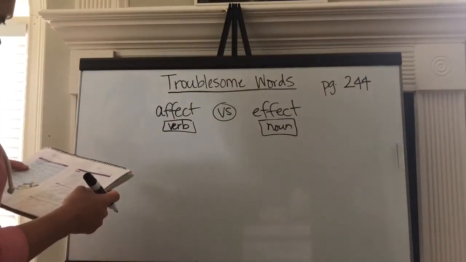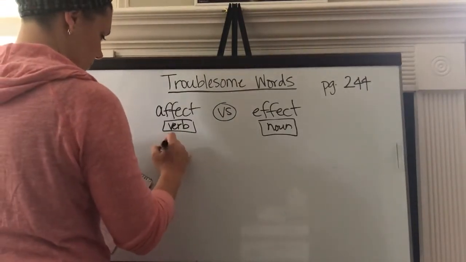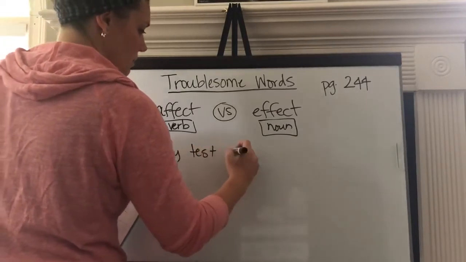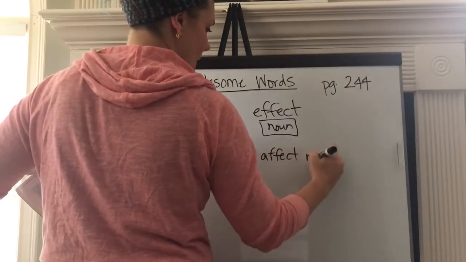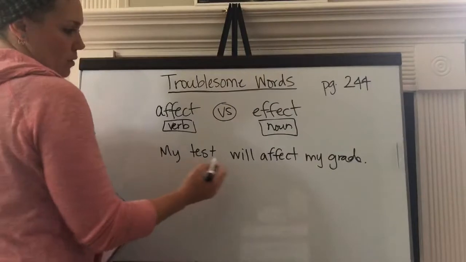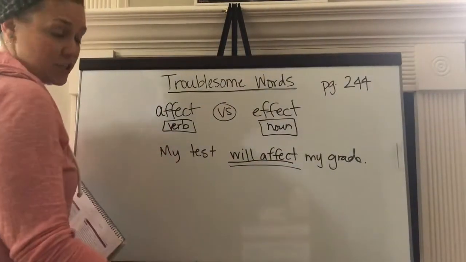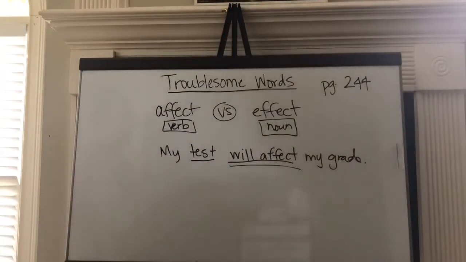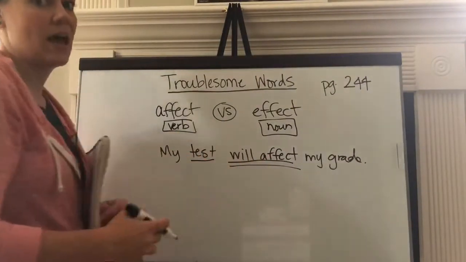So let's give some examples. Okay, now will affect in this sentence. My test will affect my grade. Affect is the action that's happening, and test is what is doing the affecting. Okay, notice in this sentence, this is a verb, which is why I use the affect.